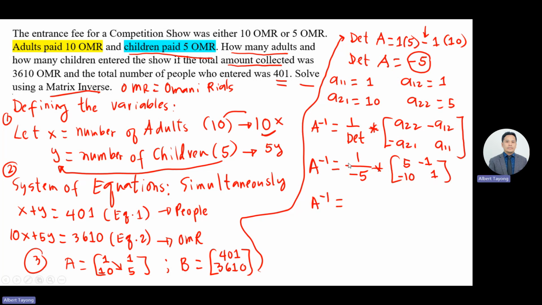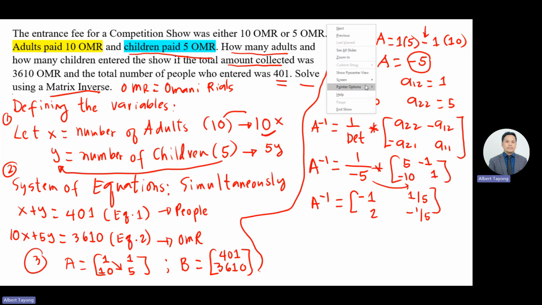So we multiply the fraction on the left, 1 over -5, by the elements inside. So 1 over -5 times 5 is, of course, -1. And 1 over -5 times -1 is positive 1 over 5. And 1 over -5 times -10 will be positive 2. And 1 over -5 times 1 is -1 over 5. Okay, so this is the inverse of our matrix A.